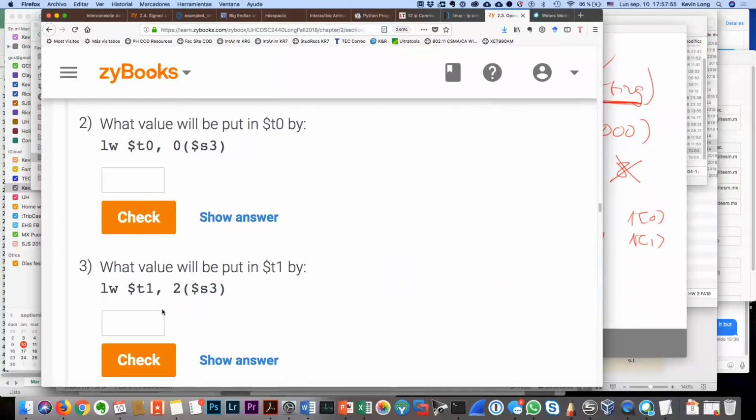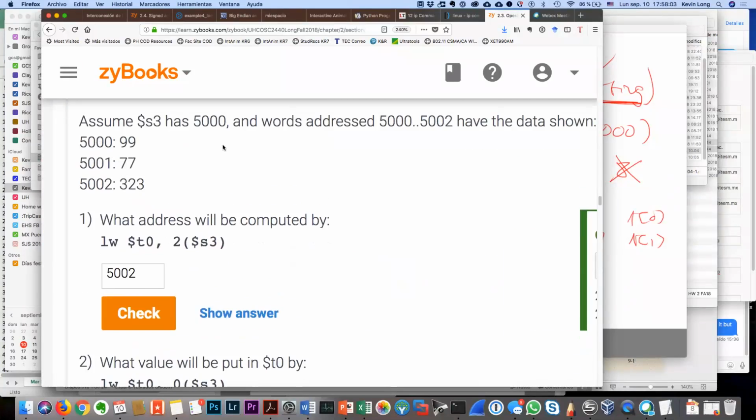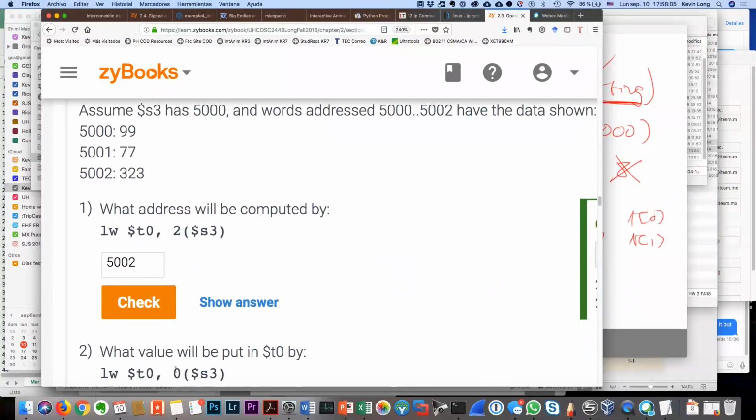What value will be put into T0 by load word T0, 0 of S3? S3 has 5,000 in it, right? This is 0, add 0 to it. So what's there? 99. So we're saying 99?